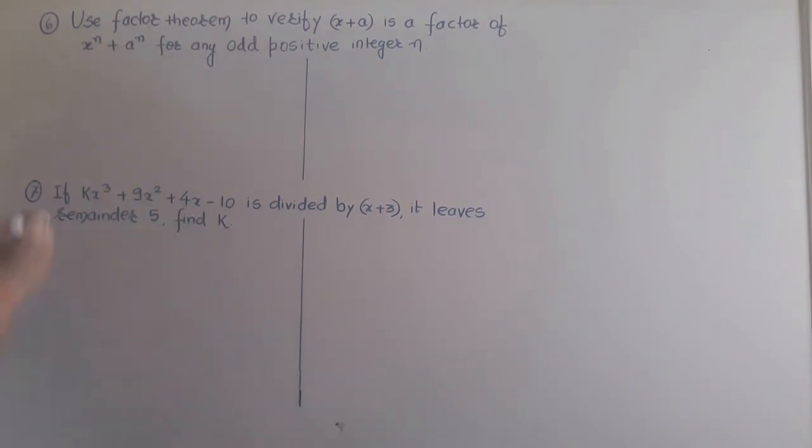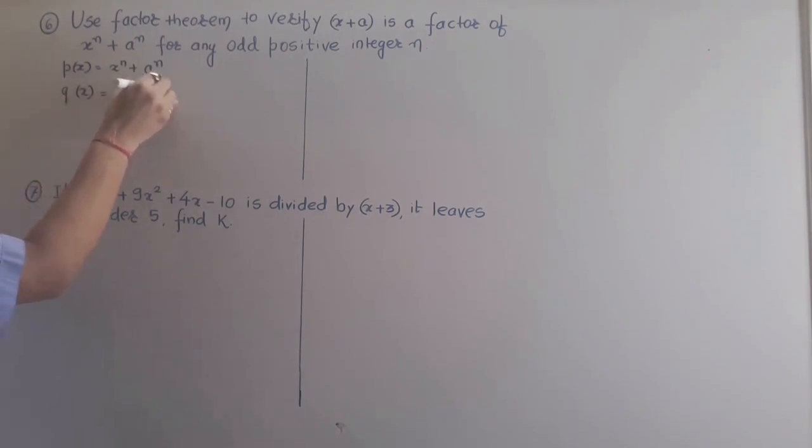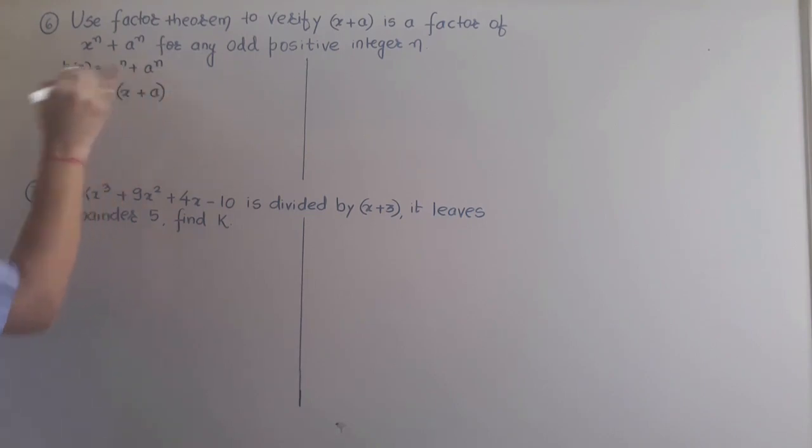First of all, we shall suppose p of x is equal to x to the power n plus a to the power n. And second, I am supposing q of x is x plus a. P of x and q of x, normally we suppose to show who is my dividend and who is my divisor. So p of x is my dividend here and q of x is my divisor.